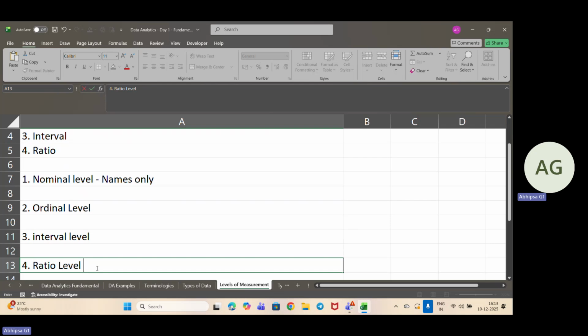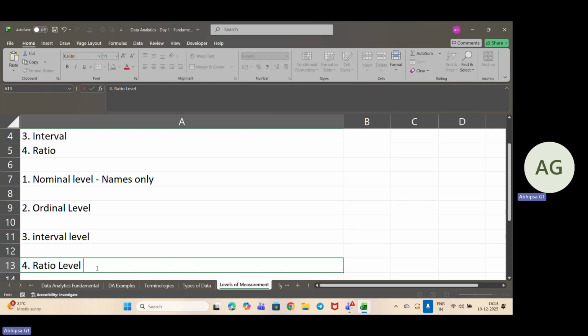If the weight is 0 kg, that exactly means here in the ratio level that there is no weight. If the distance is 0 km, then there is no distance. So you can say that 10 kg is twice as heavy as 5 kg. That makes sense here. You can compare properly because 0 means nothing here.